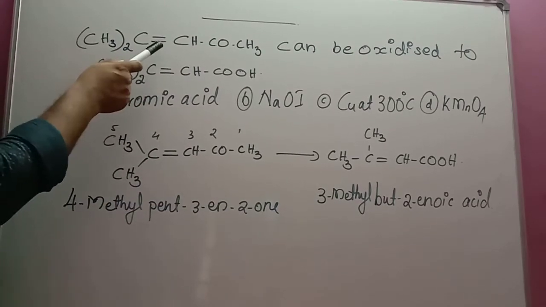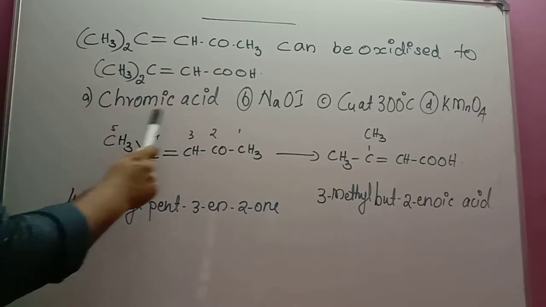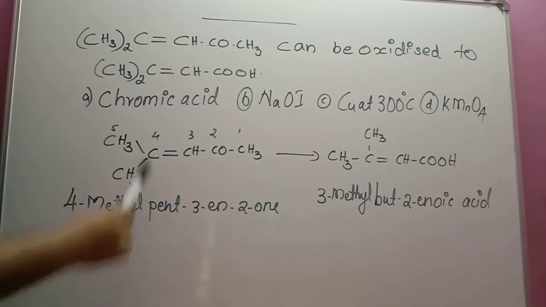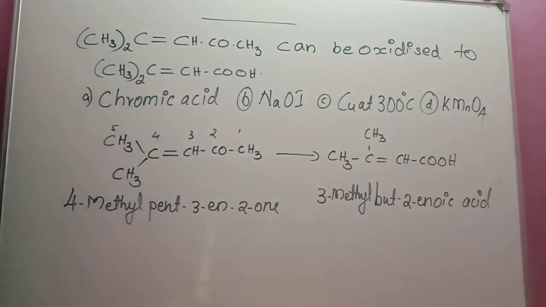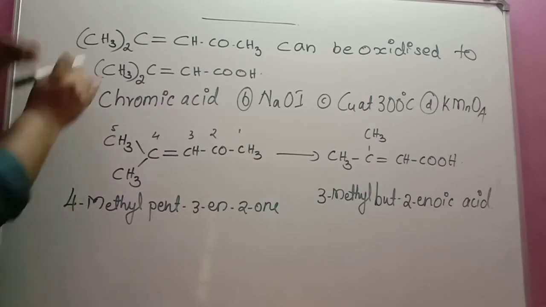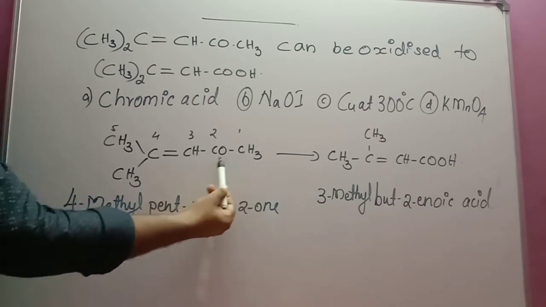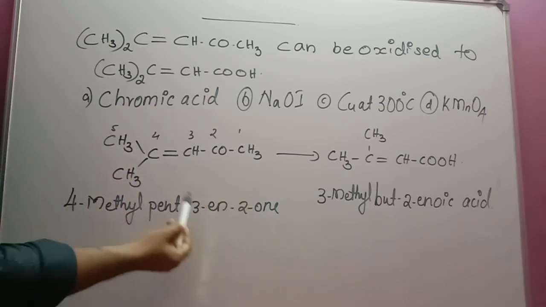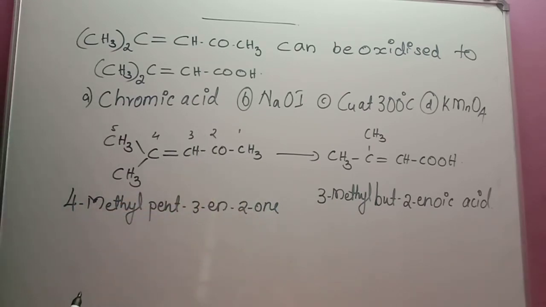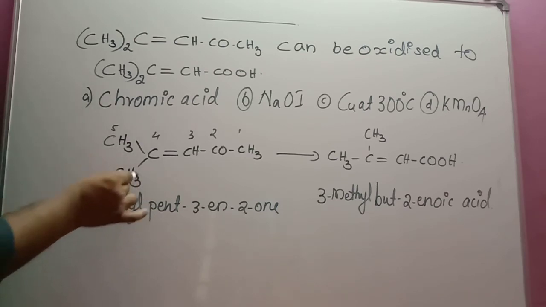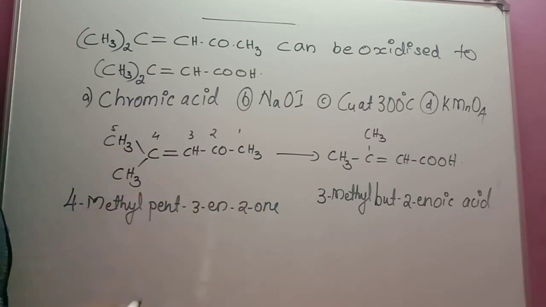This one is a previous AIPMT question. 2 molecules are given. This one is a ketone and it can be oxidized to this carboxylic acid using which of these reagents? That is the question. You have chromic acid, sodium hypoiodate, copper at 300 degrees Celsius, KMnO4. These are given. Now we are looking at the reactant molecule. It has 1, 2, 3, 4, 5 carbon atoms. So it is pent. It has a double bond, 3-ene. It has a ketonic group, so it is 2-one. And it has a CH3 group as a branch. So it is 4-methyl pent-3-en-2-one.